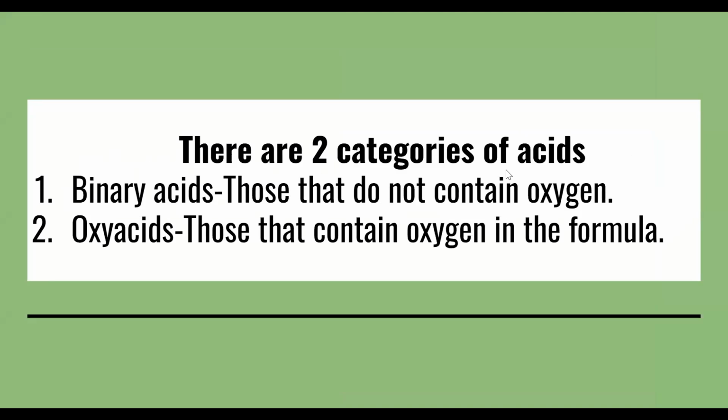There are two categories of acids: binary acids, those that do not contain oxygen, and oxyacids, those that contain oxygen in the formula. We didn't do naming of acids, and I think it's good to do it here. When we did ionic and covalent naming, I didn't want to have so many things together, so I want to do it in this section.